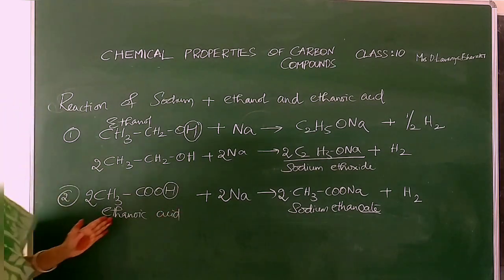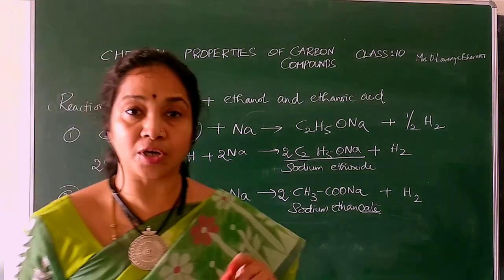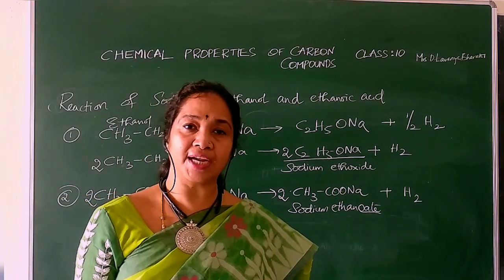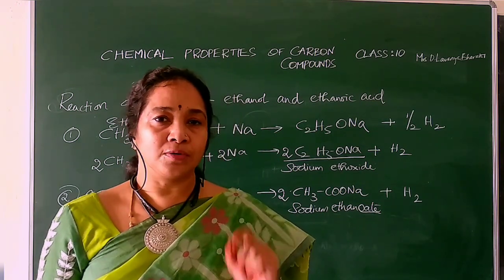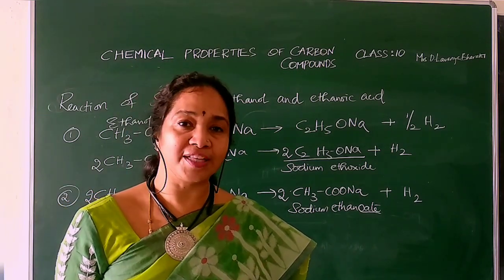In both the cases, in acid as well as alcohol, hydrogen gas is released, but the compounds are different. With ethanol, sodium ethoxide is produced, and with ethanoic acid, sodium ethanoate is produced. I hope you understood all the chemical reactions, and I want everyone to practice all these chemical reactions.